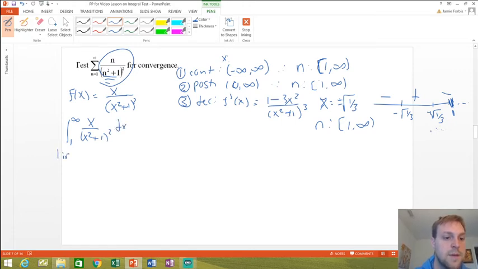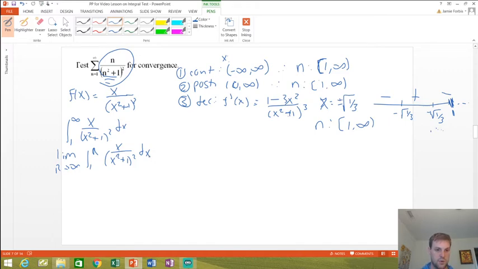I'm going to do the limits. The limit as r is approaching infinity of the integral from 1 to r of x over x squared plus 1 squared dx. I know I'm getting a little ugly there with my handwriting, so bear with me.